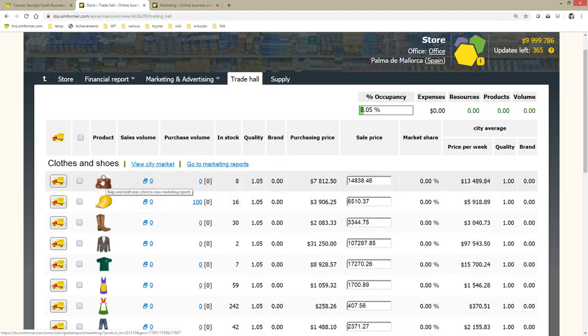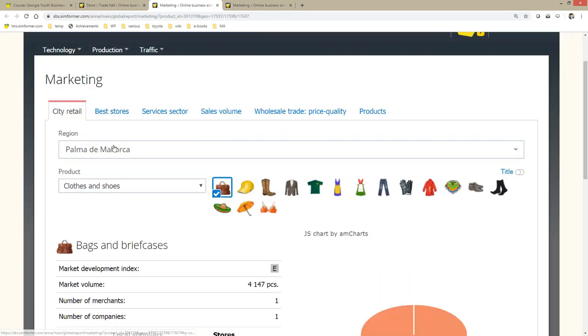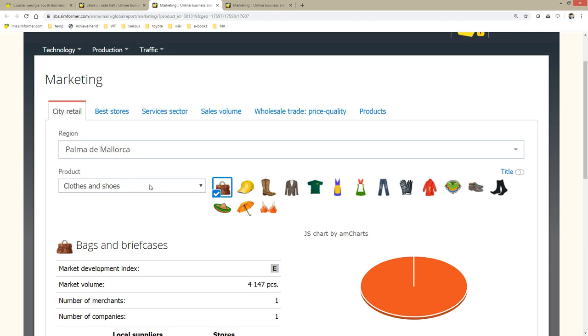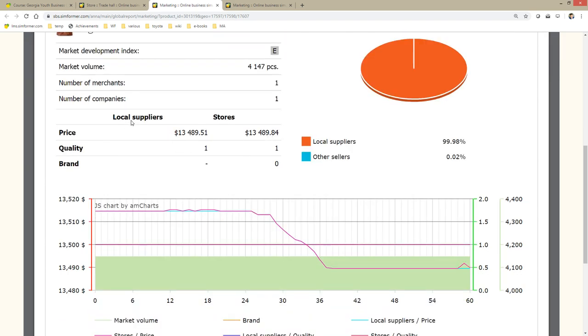If you click on the product link here, you will have a new window where you can see the city, the industry, the specific industry or category of the goods, and a specific good. What you will see then is the market development index, how much competition there is, and this is low compared to, let's say, AAA, which is high. The market volume, that's how many bags are being bought during a week, which is in this case not that much. And also you can see the local suppliers.